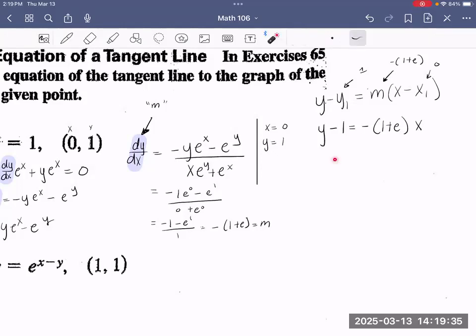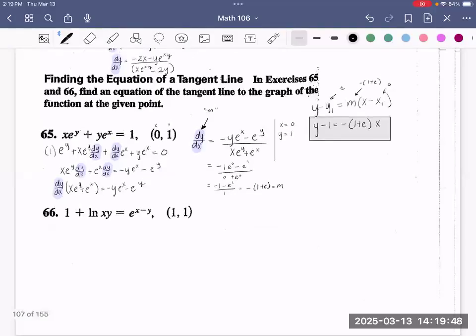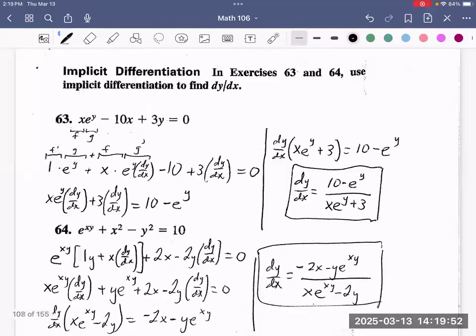And again, if they wanted it in slope-intercept form, move over the 1, distribute, and start to simplify. So that is your answer here. And again, do it one more time just with your next problem, and I'm going to show you your answer key.